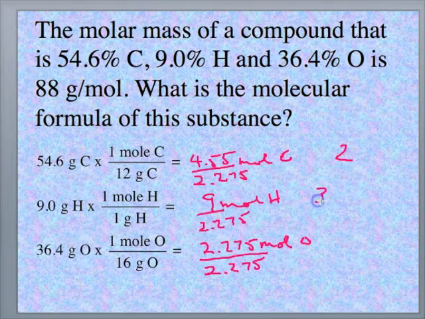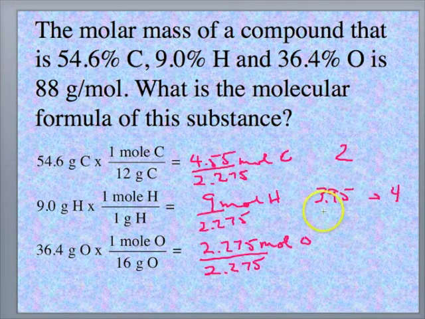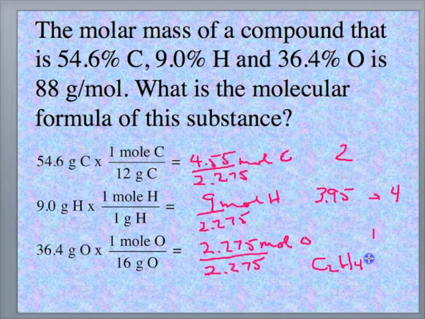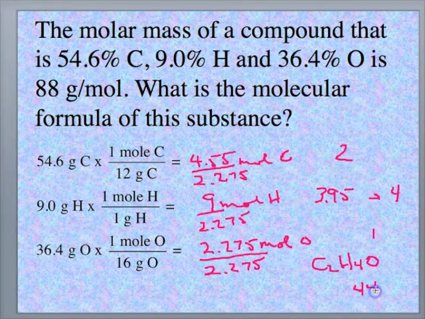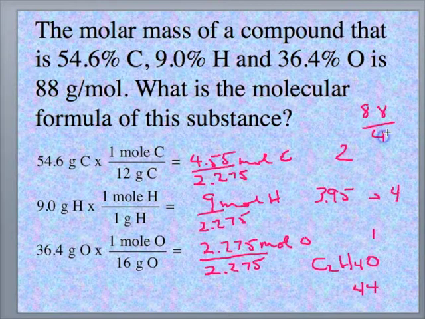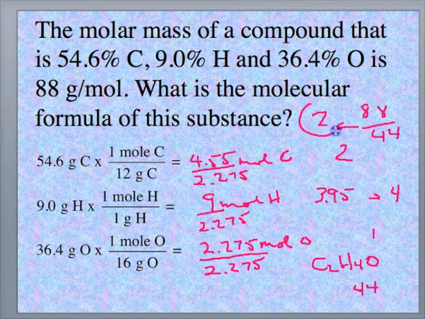I'll end up with a 3.95, which we're going to round up to 4 for the hydrogen. And for oxygen, we'll have 1. So the empirical formula is C2H4O. Find the molar mass of this, 44. So that's the molar mass of the empirical formula. If we divide that into the 88, 88 divided by 44 gives us a multiplier of 2. That's our multiplier.